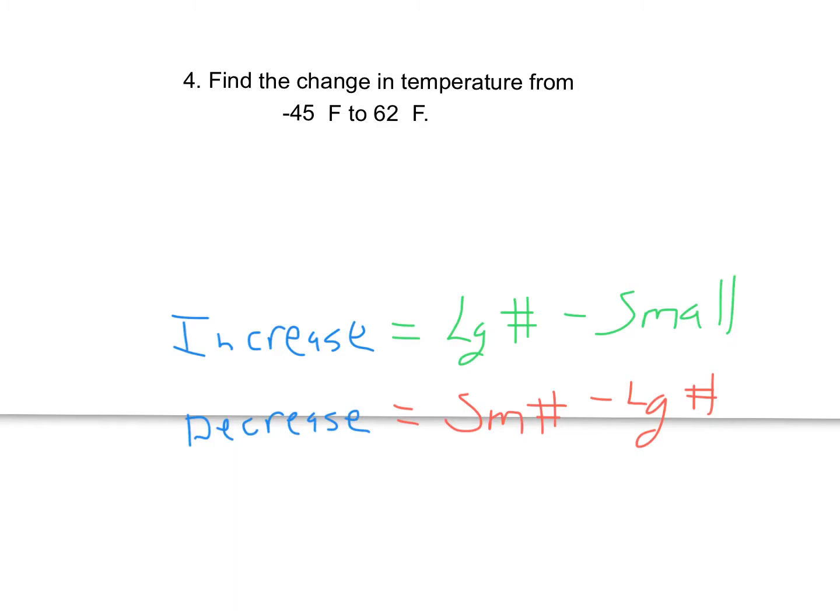Okay, so let's look at our problem. We're going from negative 45 degrees Fahrenheit to 62 degrees Fahrenheit. So the first thing we have to ask ourselves is, what are we dealing with here? Are we dealing with an increase or are we dealing with a decrease? And obviously going from negative 45 to positive 62, we are clearly dealing with an increase here.